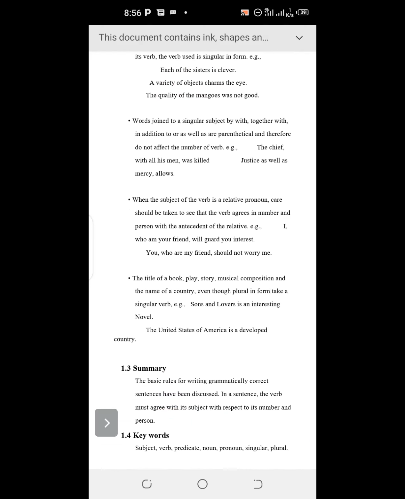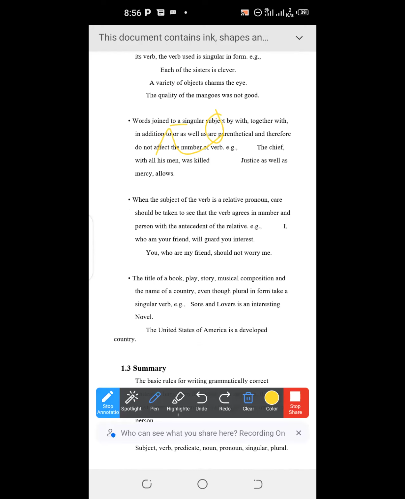Words joined to a singular subject by with, together with, in addition to, or as well as are parenthetical and therefore do not affect the number of the verb. Like, the chief with all his men was killed. Justice as well as mercy allows. So, dear students, this is also very important because it comes mostly in the questions that if the noun has these expressions, these phrases, which phrases?